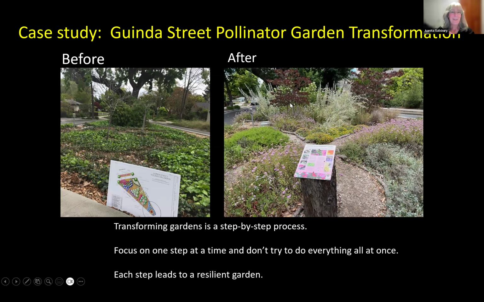Quick case study here in Palo Alto at the Gwynda Street Pollinator Garden transformation. Before, you could see this patch was nothing but ivy, some shrubs and an oak tree in the back. And I put up my sign here showing people what we were planning on doing. And a few years later, this was the transformation. Big jump from here to there, but it really is a step-by-step process. And if you focus on one step at a time and don't try to do everything at once, it's very manageable. And each of those steps leads to a resilient garden.